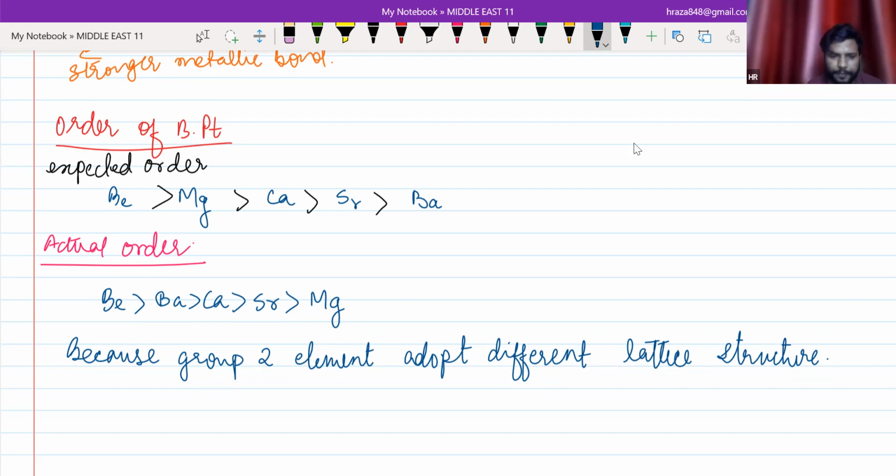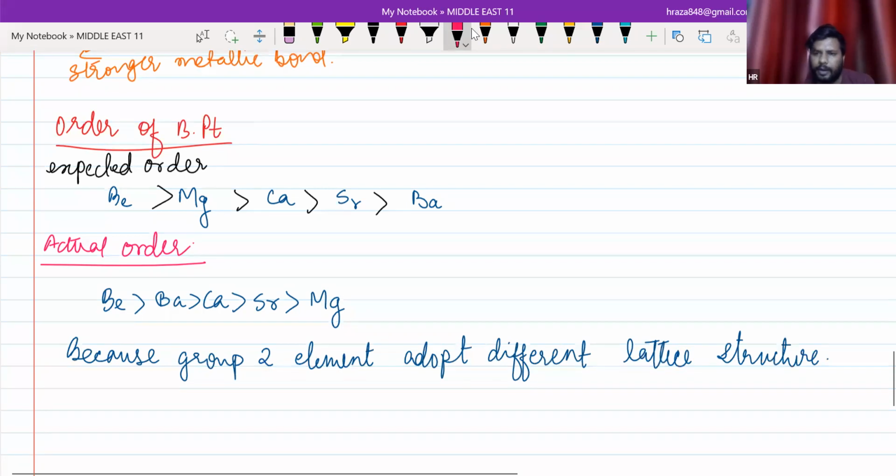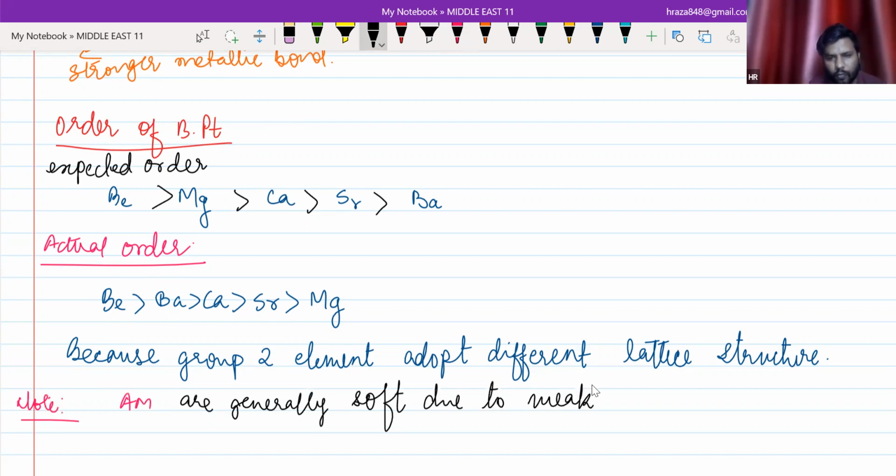Also, now we are going to compare between alkali metal and alkaline earth metal. So in note we can write, alkali metals are generally soft due to weak metallic bond. Due to weak metallic bond, it is soft.